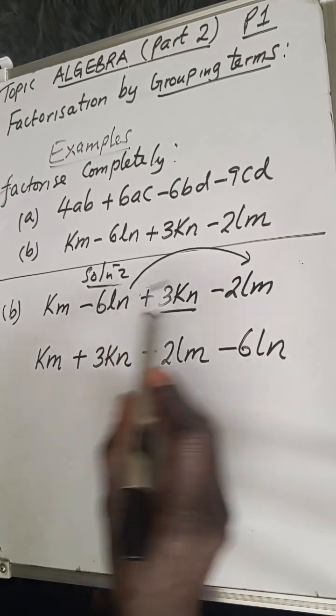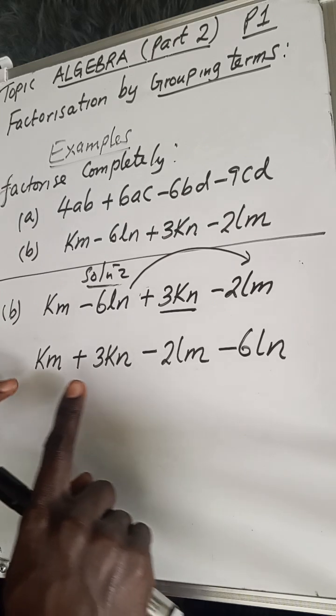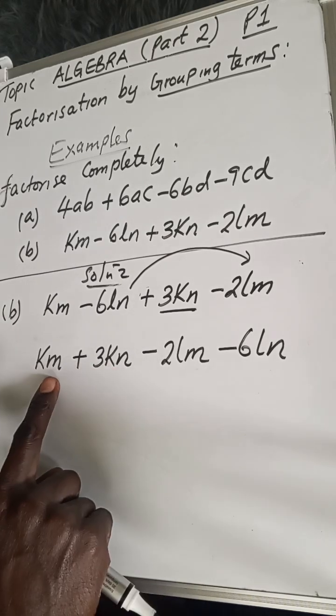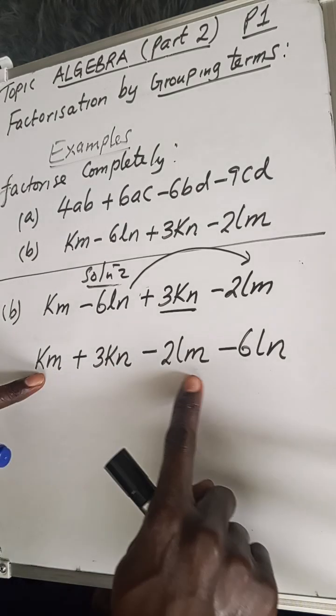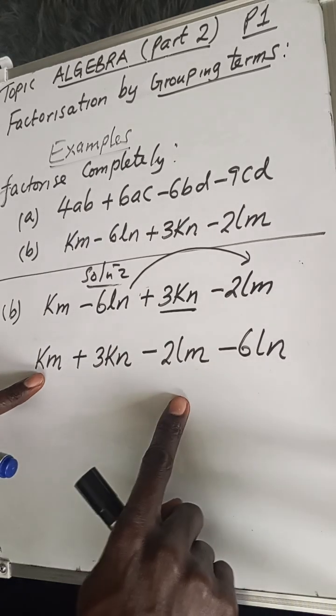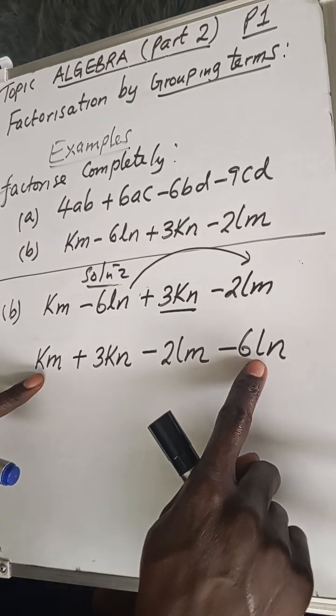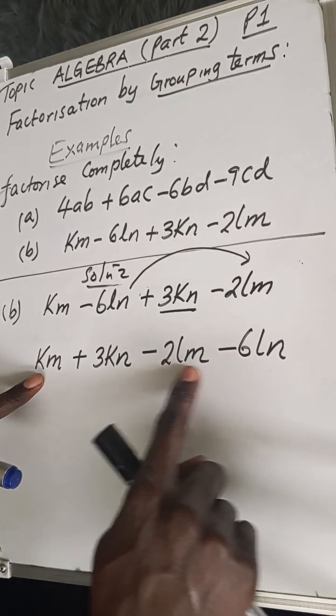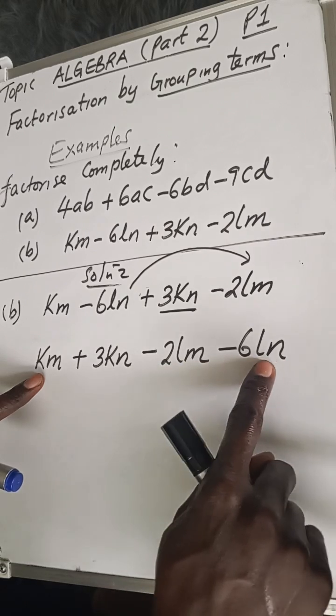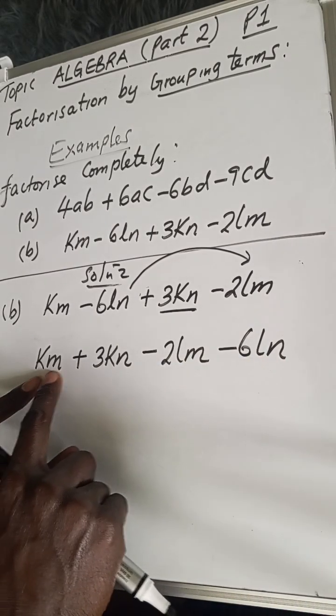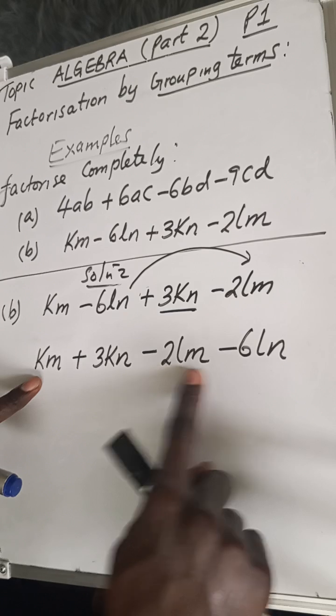Now, why have I moved this one? Well, when I factorize here, I'll remain with m. M is the beginning. So even that side, when you factorize, m should be at the beginning. No wonder I've not started with this one, but I've started with the one having m, and I've ended with the one having n. Remember, you started with m and n, so that is exactly what I've done.